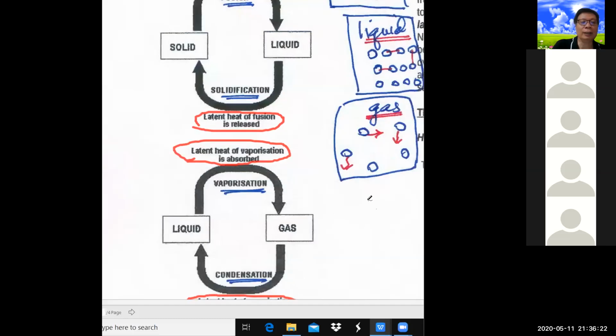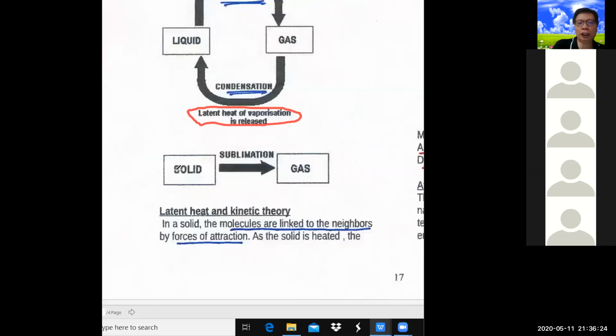All right, next one. One more is from solid change to gas, direct one. This one never goes through liquid. From solid, it changes to gas straight away. This is sublimation. I think you have learned, right? You have learned in lower form, sublimation. Sublimation means I can change directly from solid to gas.